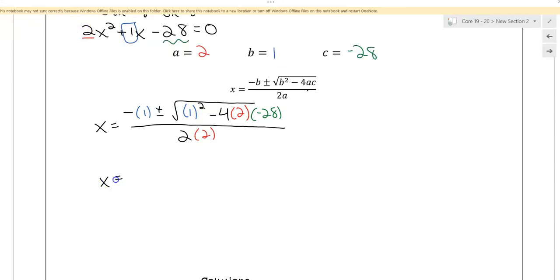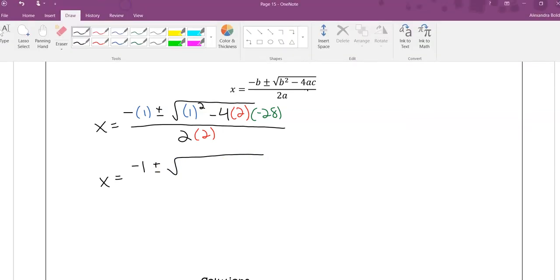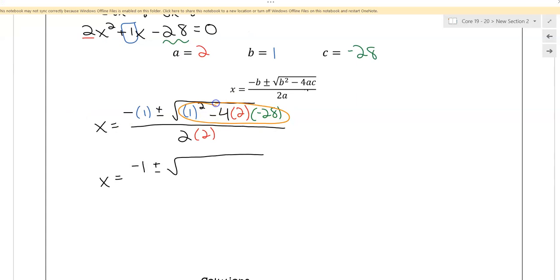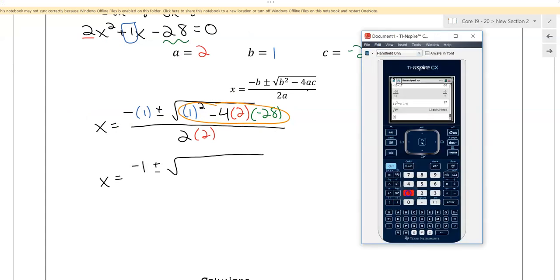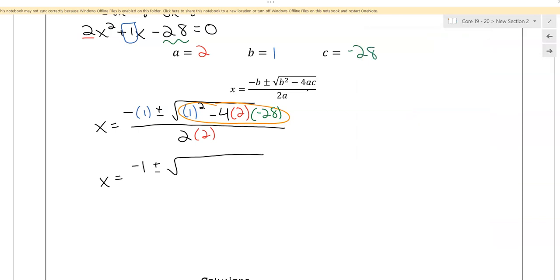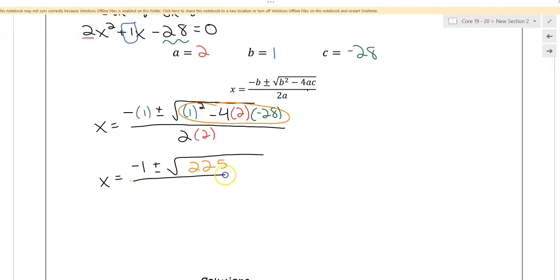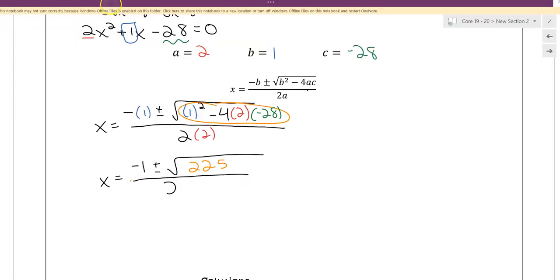So x equals the opposite of 1, which is negative 1. And then we type this part in our calculator. So we have 1 squared minus 4 times 2 times negative 28, which is 225, all over 2 times 2, which is 4.